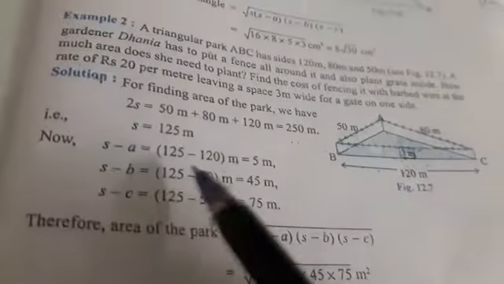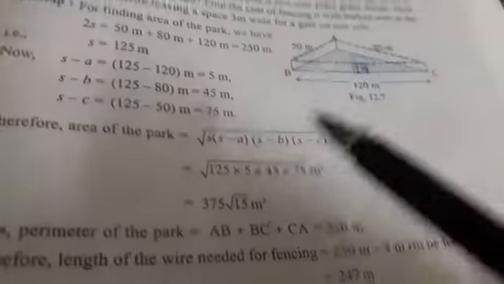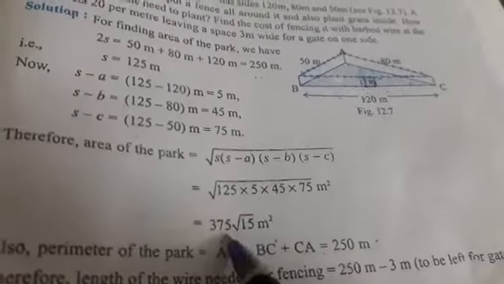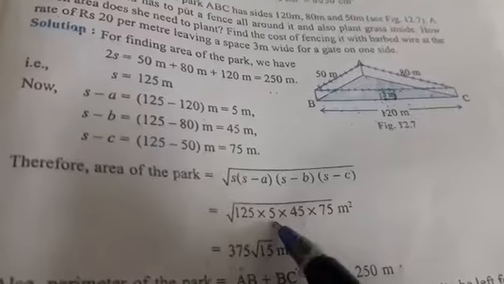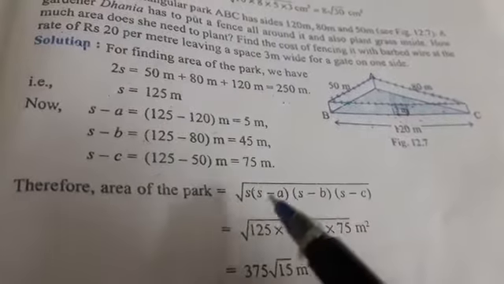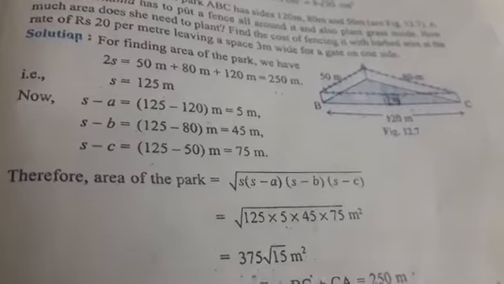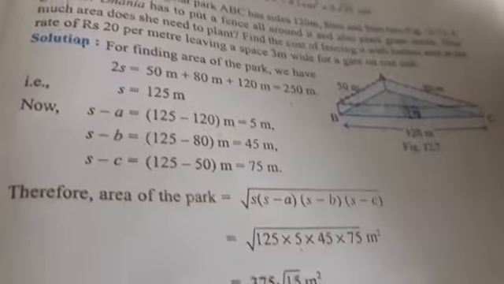Now s minus a, s minus b, these values we are going to take out, and therefore it will be 375 15 root 15 meter square. Calculations you can do yourself. Don't see the book. Do it yourself. You will be confident that you are solving it on your own.